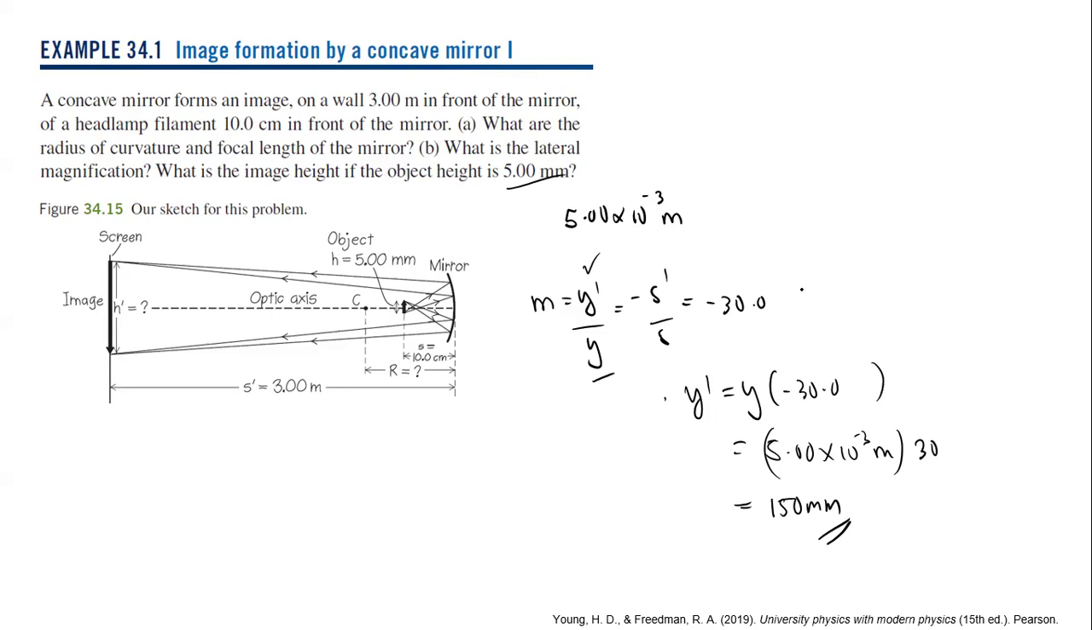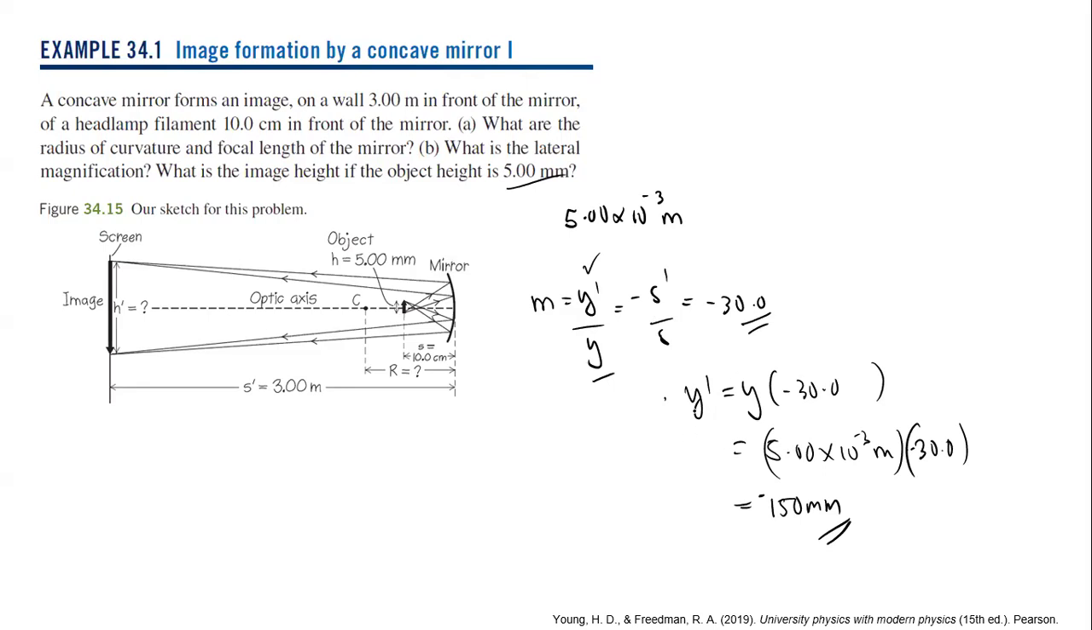The image is inverted. So the height is actually 150 millimeter. This is the height, and it is actually inverted, negative. Okay, so now I forgot, negative 30.0. Since the lateral magnification is negative, therefore the sketch shows that our image is inverted.